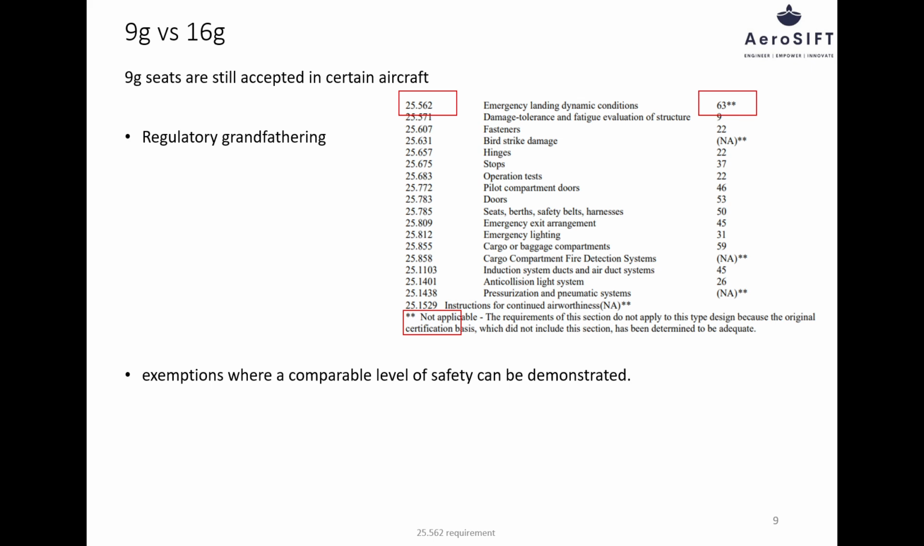And the same 9G seats may be accepted in specific aircraft categories. They might provide some specific exemptions, and those exemptions are through implementation of enhanced seat belts, additional cabin safety measures, or procedural changes that mitigate the risk. These exemptions are granted on a case by case basis, typically for older aircraft where implementing the 16G is technically impractical.